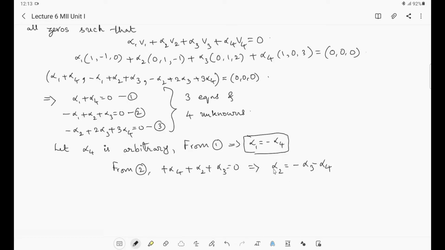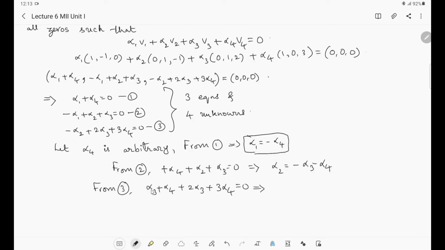Now let us substitute this alpha 2 in the third equation. From 3, what is alpha 2? Minus of alpha 2 is minus alpha 3 minus alpha 4, so those both will become plus. So what will we get here? Plus alpha 3 plus alpha 4. Then the remaining terms in the third equation are plus 2 alpha 3 plus 3 alpha 4 equals 0, right?